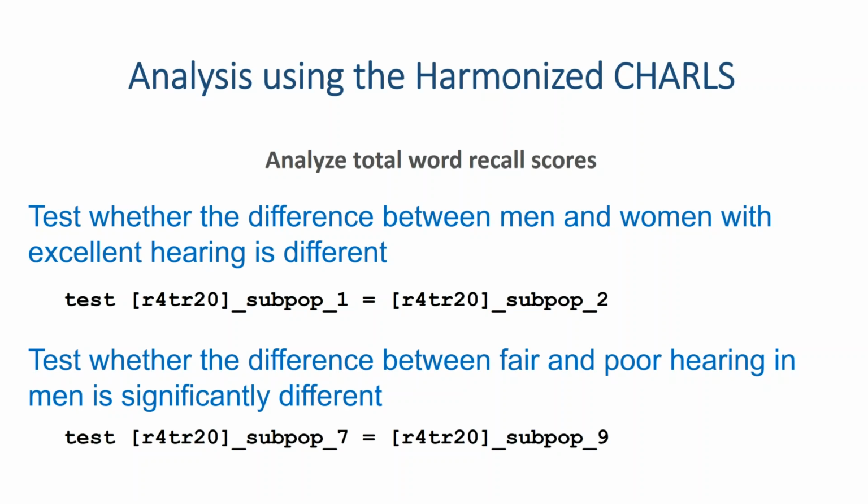And if we want to test whether the differences we see are significant, then we can use a command called test, which is a post-estimation command, meaning you run it after you've created your estimates. So here we've created mean estimates of total word recall score by hearing level and gender. So we'll test whether there's a difference between genders within a single hearing level and whether there's a difference between hearing levels for a single gender.